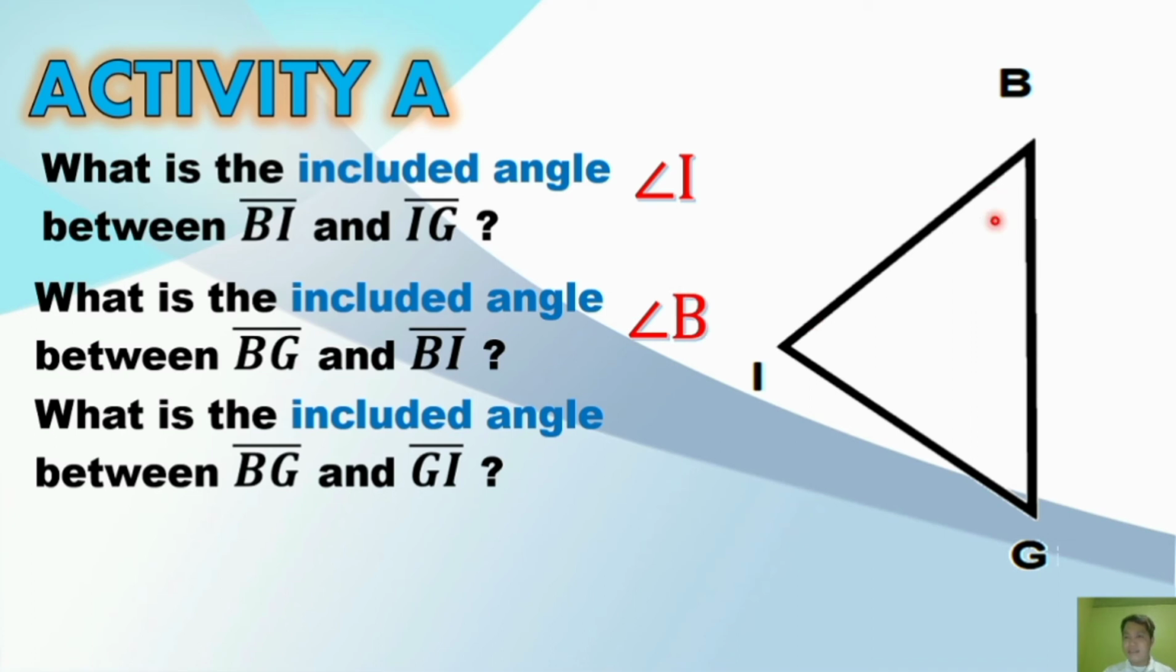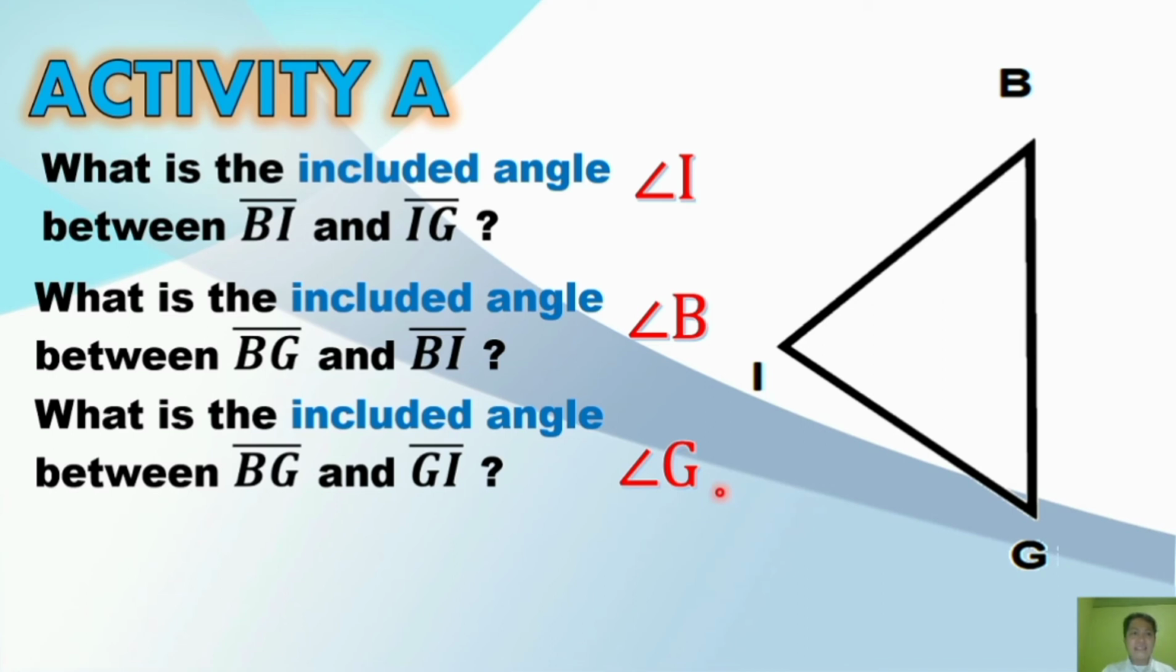This angle here. Next, what is the included angle between side BG and side GI? We have here side BG and side GI. So the included angle between these two sides is angle G. Okay, so we have angle I, angle B, and angle G.